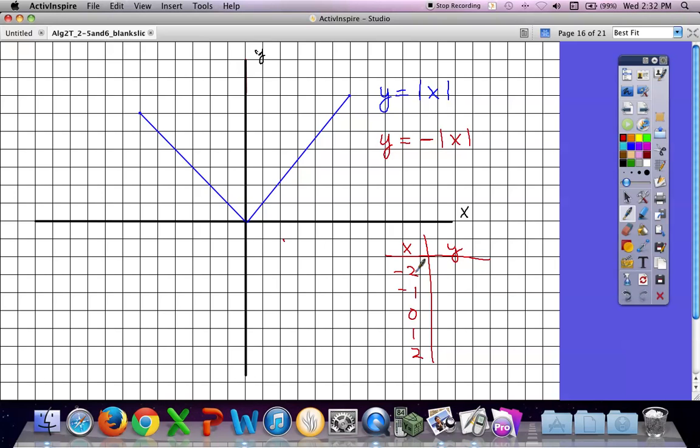Right, so let's plug in and see what we get. If I put in negative 2 for x here, the absolute value of negative 2 is 2, but then I got to put the minus in front. It's negative 2. Same thing with the negative 1. The absolute value is 1, but then I put the minus in front, negative 1. 0 is 0. Okay, if I put in a positive 1, absolute value is 1, but it makes it negative. And 2 maps to negative 2. So if I plot those points, here's what I got.